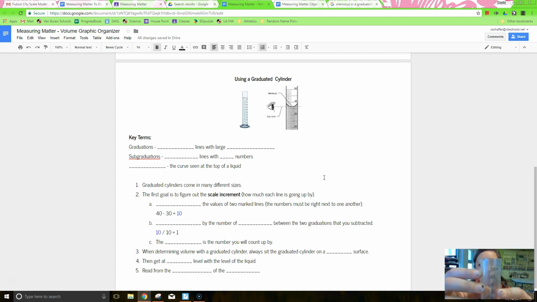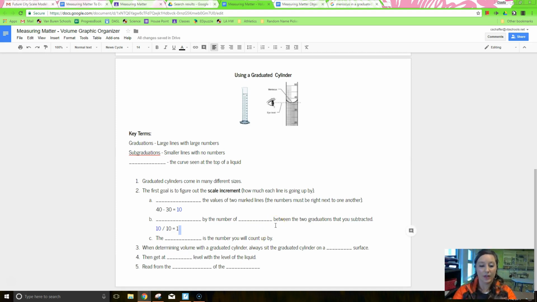When you have the large lines with large numbers, those are called graduations. So that's up in our key terms here. So we have large lines with large numbers. And then if you look here, the small lines in between with no numbers, we call those sub-graduations. So smaller lines with no numbers.